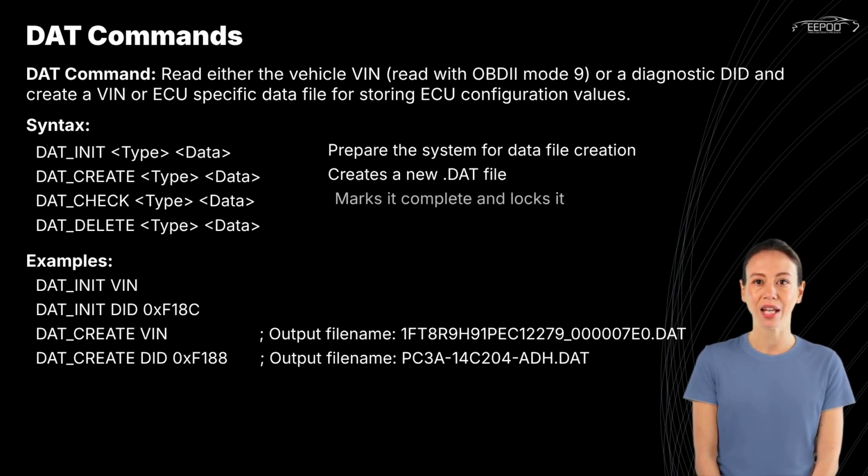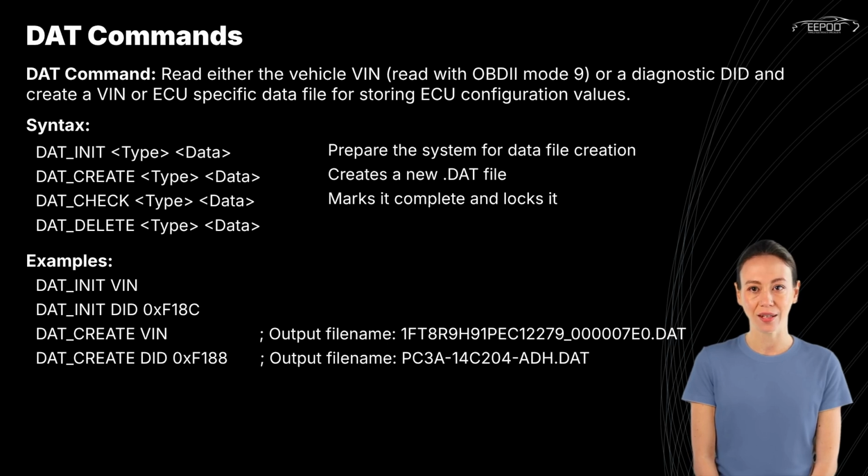Next is the dat check command. Once you're done saving all the DIDs, use dat check to mark the file as complete. Example, dat check VIN. This seals the file. It tells FSCRIPT this file is valid and finished.